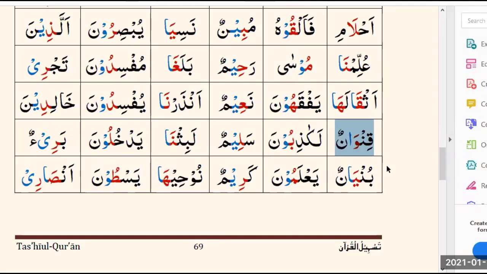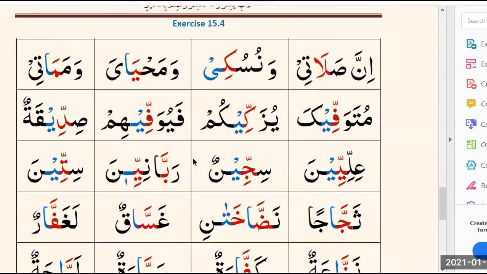Inwanun, lakazibuna, salimun, labithna, yadkhuluna, yadkhuluna, bari'un, bunyanun, ya'lamuna, karimun, nuhiha, yasduna. Again. Yasduna. Ansori. Yeah, 2 seconds here and 2 seconds here. Jazakumullah. Next one, please. A little bit longer words now.